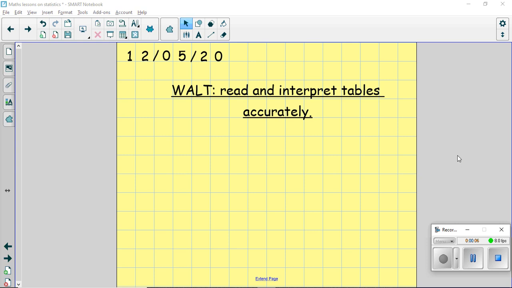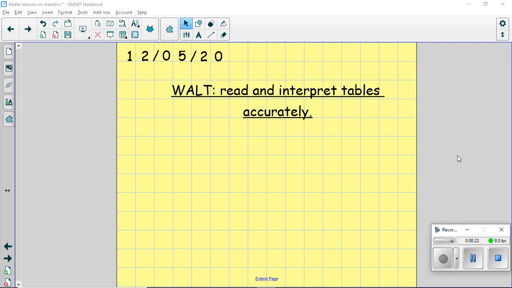So we are carrying on with statistics, and today we are going to be looking at tables. So our work for today is to read and interpret tables accurately. We're going to be looking at the information in them, drawing conclusions and answering questions from them.